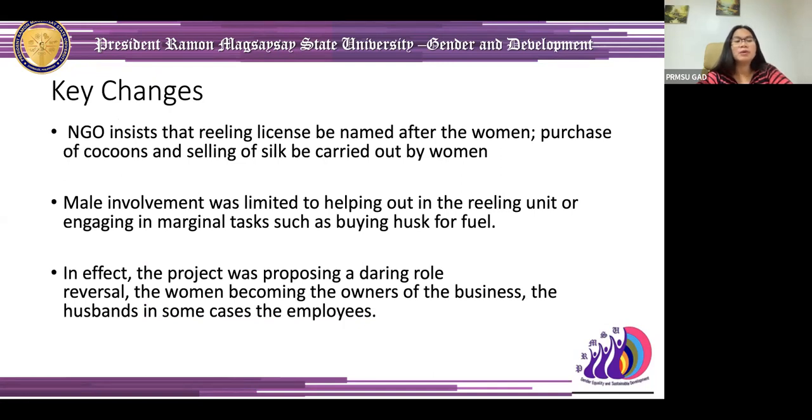Now the NGO insists that the reeling unit be licensed under their names. So para yung mga babae, magkakaroon sila ng sariling business. And then yung involvement ng male is very limited. Ang involvement nila kapag halimbawa na nasira yung reeling unit, and then if they have to buy husk or fuel. And then in effect, yung project is actually proposing a role reversal kasi di ba yung mga babae yung magbe-business, sila yung major na magtatrabaho, sila yung mag-earn ng income. So it's proposing that role reversal, that the women will be the ones working and earning.